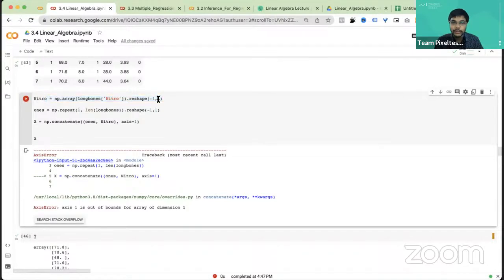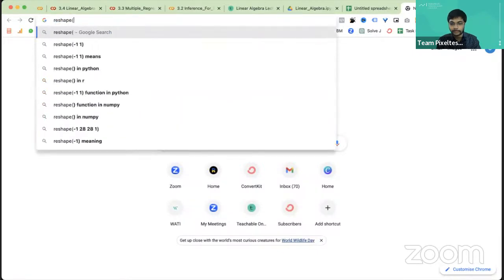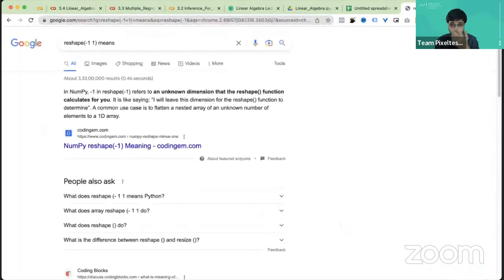Ritesh, any idea on what reshape is? Okay, let's go ahead and see then. In NumPy, -1 in reshape refers to an unknown dimension that the reshape function calculates for you. It is like saying, I will leave this dimension for the reshape function to determine, right? A common use case is to flatten a nested array of an unknown number of elements to a 1D array, right? So basically, as much as I understand, yeah, thank you, Ritesh.